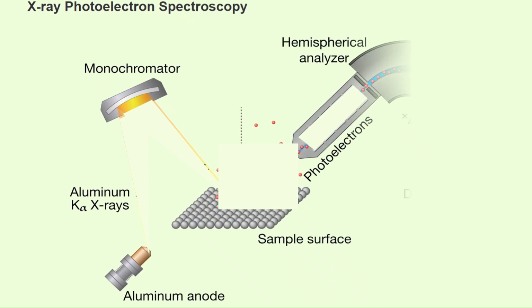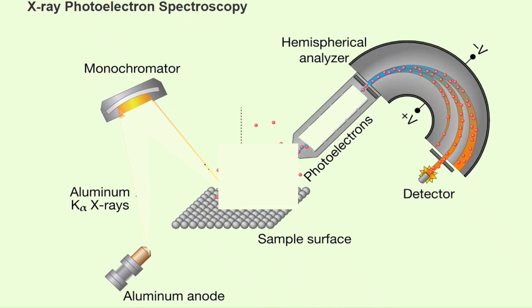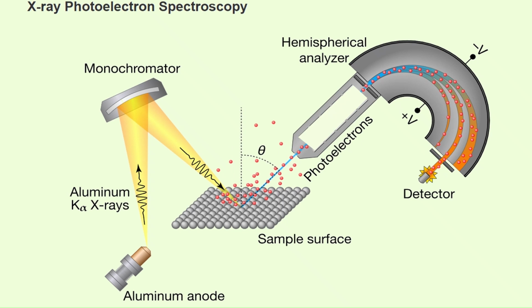X-ray photoelectron spectroscopy works by irradiating focused X-rays from a source on a sample, measuring the kinetic energy of emitted photoelectrons.